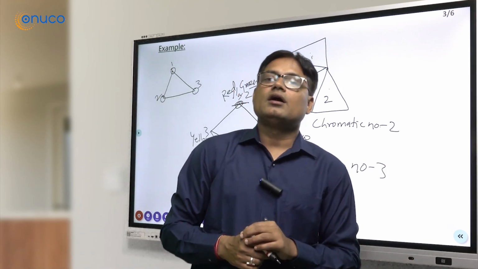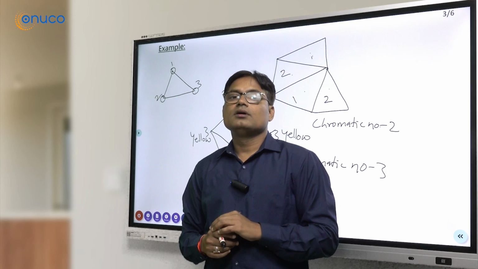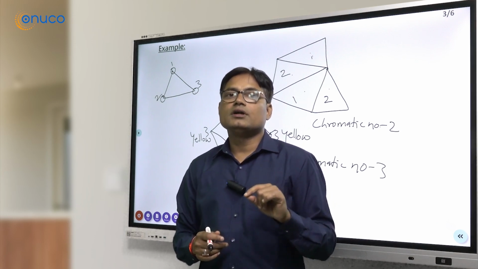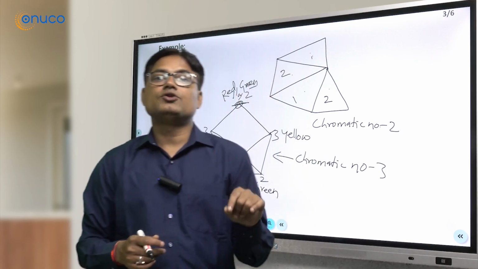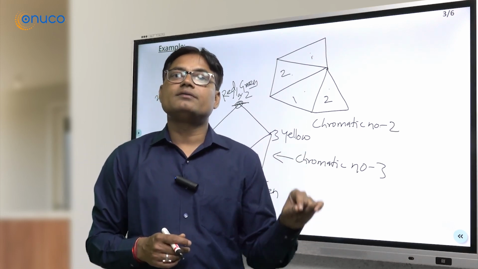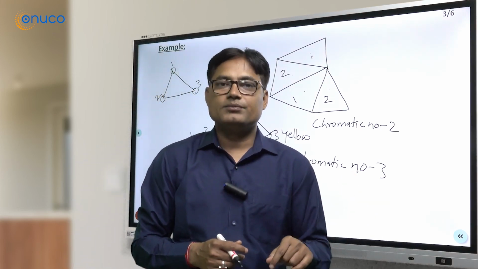So remember that smallest integer is called the chromatic number. The minimum number of colors to be used for coloring the graph is called the chromatic number, right?